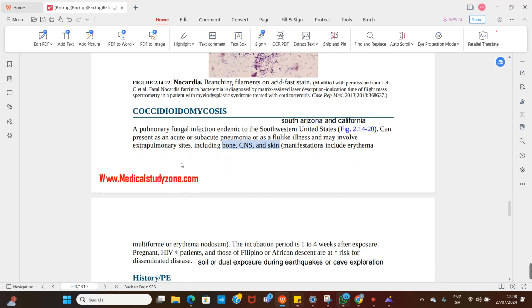The brain, it's a common cause of meningitis. The bone, they can cause osteolytic bone lesions, cause bone pain in the ribs, the vertebrae.